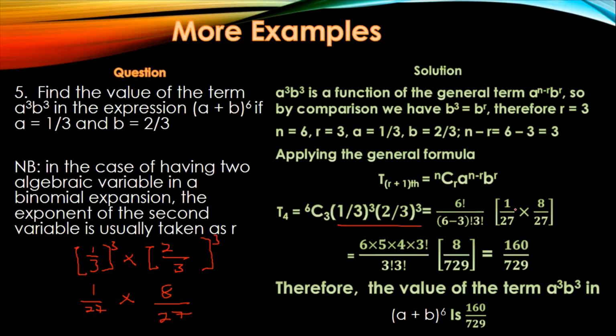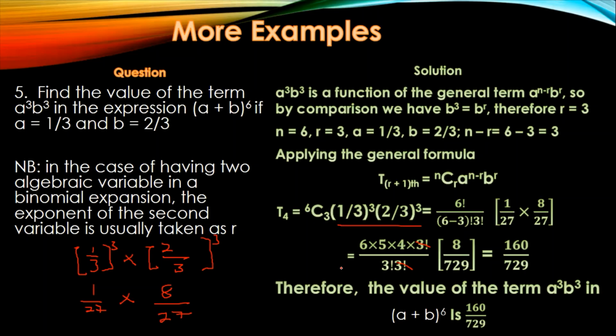So what do we do here? We just do 1 times 8. 6 factorial will give us 6 times 5 times 4 times 3 times 2 times 1. But because we have 6 minus 3 equals 3 factorial, and we have 3 factorial here, we want to cancel the 3 factorial. So we stop at 3 factorial, and this 3 factorial cancels one of these 3 factorial. Is that okay? So we have 6 times 5 times 4.